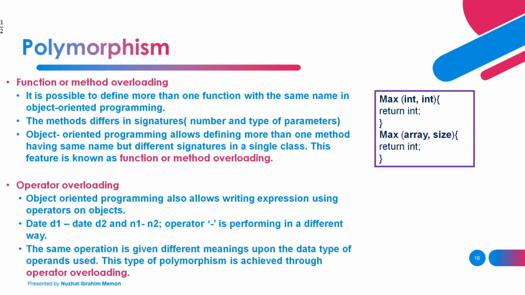Here we will take one more example from your textbook of the maximum function that finds the maximum of numbers. The first maximum function takes two integers as input parameters, and the second maximum function takes an array and size. Here you can see that the number of arguments is the same but the type of arguments is different. In the first maximum function we are taking only two integer numbers. In the second maximum function we are taking an array, meaning a collection of elements, or we can say a collection of data. Here we will find the maximum number from the collection of data.